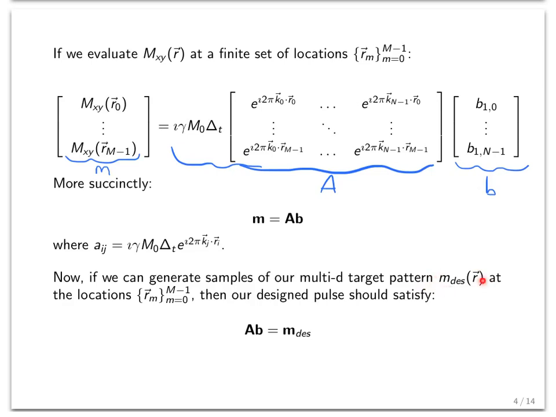Now, if we can generate samples of our multidimensional target pattern, which we're going to call m desired of R, a function of space, a desired transverse magnetization pattern, at the locations R sub m, then our designed pulse should satisfy the following. If we multiply the matrix A by B, that should give us m desired. That is basically the goal of pulse design: to figure out what B vector, when multiplied by A, will give you m desired.